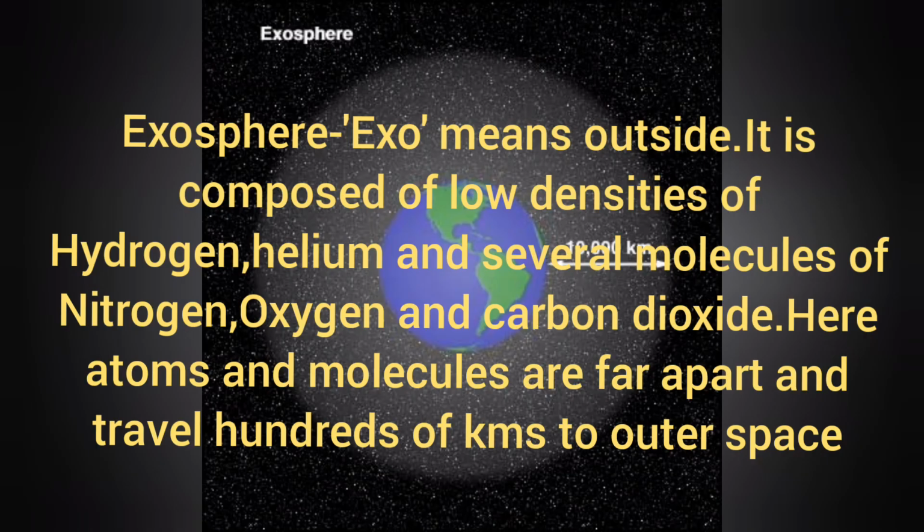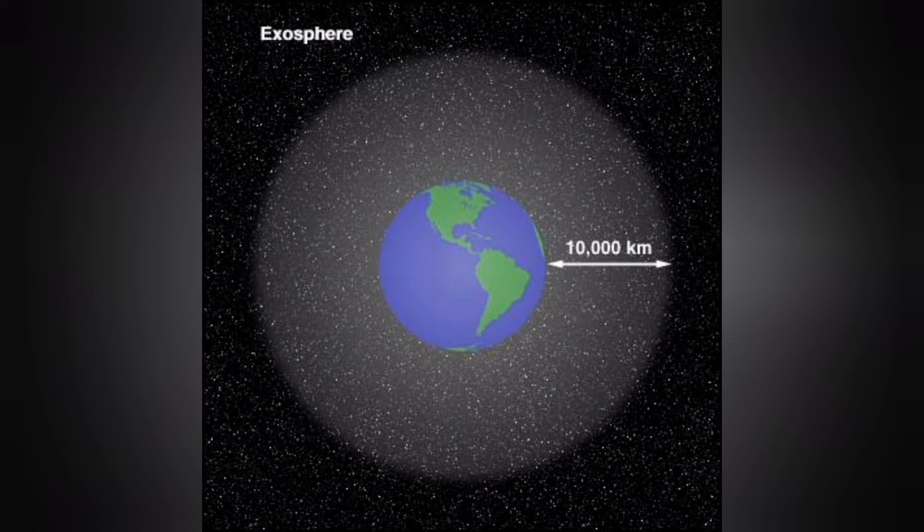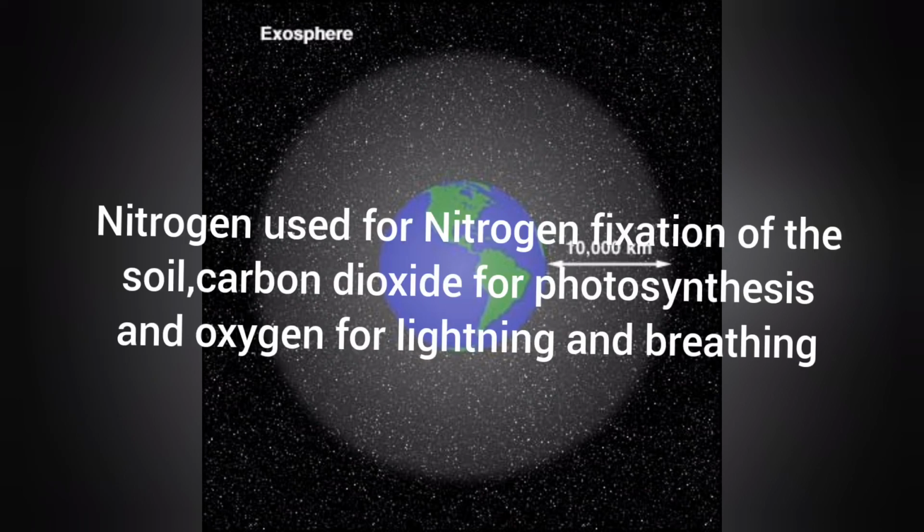The outermost layer of the atmosphere is the exosphere, which comes after the thermosphere. Exo means outside. Now, it is composed of low densities of hydrogen, helium, and several other heavy molecules, including nitrogen, oxygen, and carbon dioxide. Atoms and molecules are very far apart from each other, so they travel across hundreds of kilometers without colliding. Therefore, the exosphere extends up to outer space.